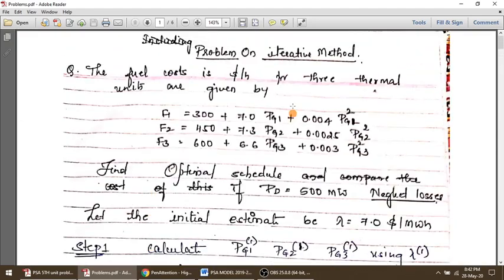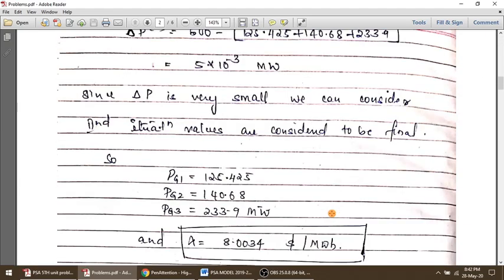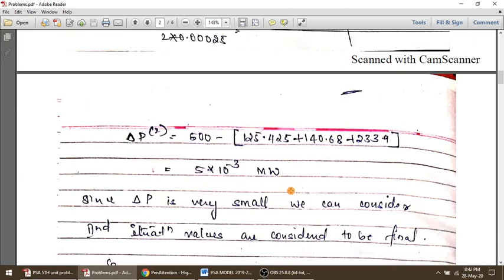Since we have only 3 units here and we are neglecting the losses, within 2 iterations we get the delta P value very small. When the number of units increases and when we are including the losses also, then we need a higher number of iterations to gain the accuracy.